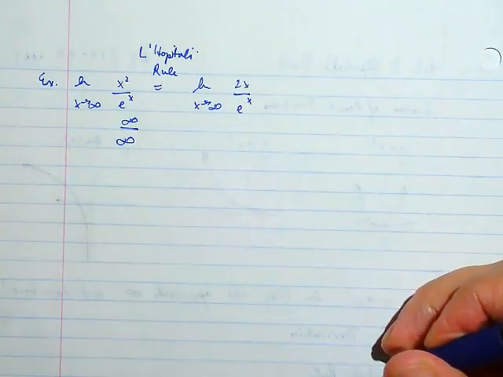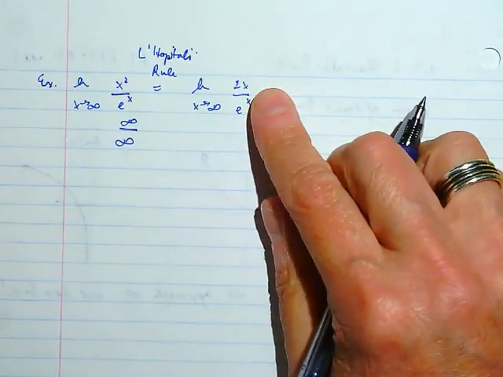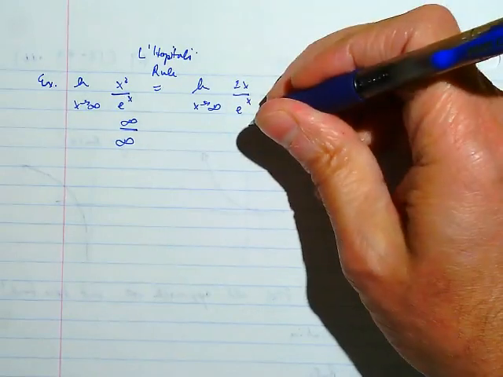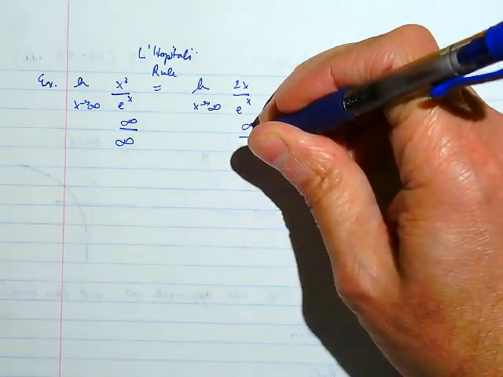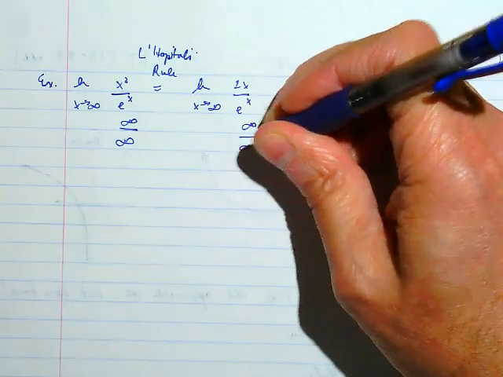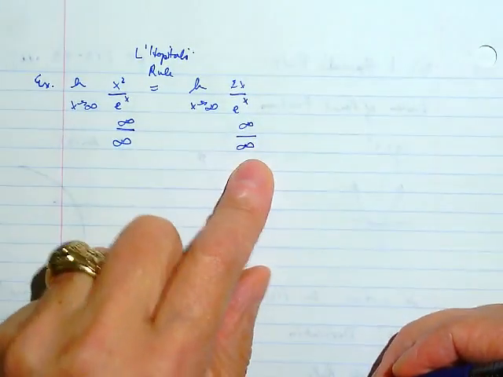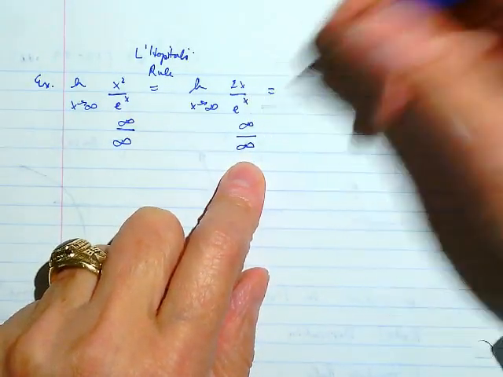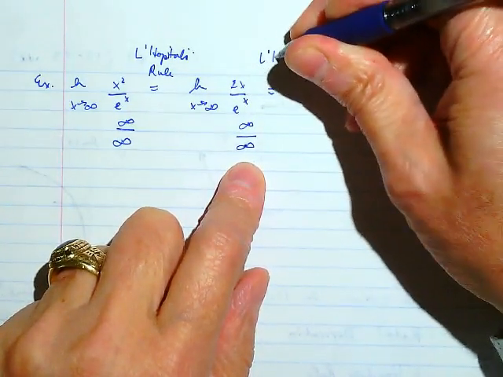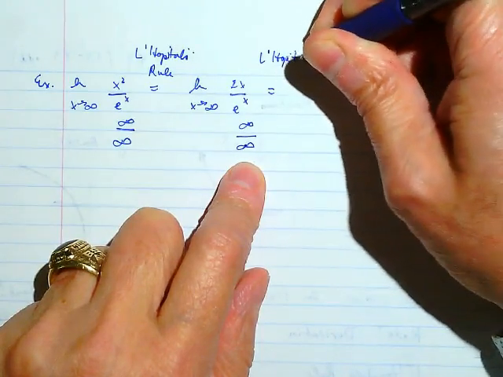And then I'm going to try to evaluate that limit. Well, 2 times a big number is still a big number. Divided by e to the x, well, that's a big number too. Are you saying that this is an indeterminate state also? Yes. So we could apply L'Hopital's rule again. In fact, that's what you'll have to do here. L'Hopital's rule.